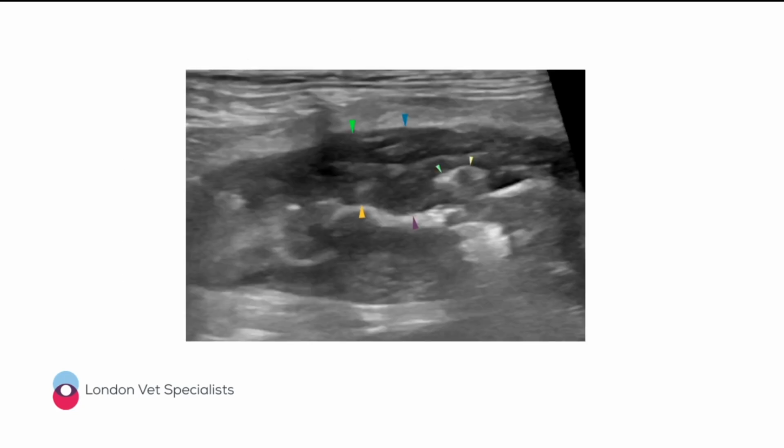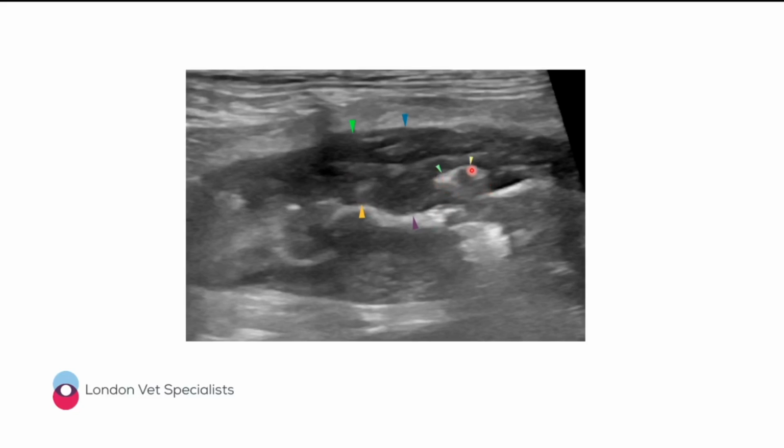So here's an image taken from a 12-year-old male neutered dachshund that presented to us vomiting, and hopefully you guys can see some changes to this stomach wall. So all of this is the stomach, and this is the gastric wall here. This gastric wall is way thicker than it should be, and also we've got loss of wall layering. Normally I'd expect to see all the different layers of this gastric wall, so mucosa, submucosa, muscularis, and serosa, and instead of that, we've just got this uniform hypoechoic tissue.